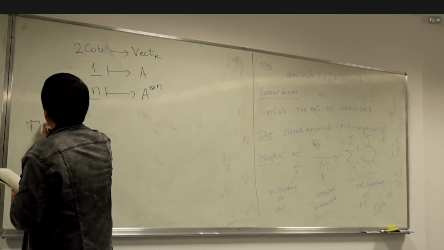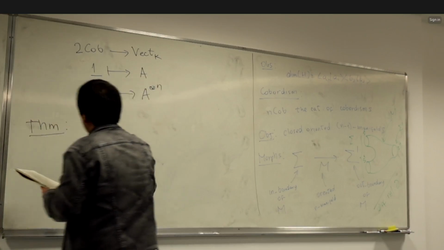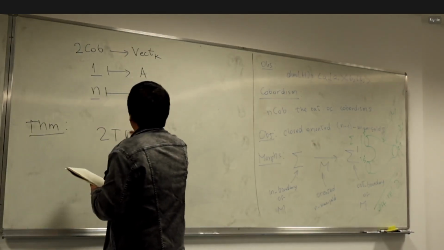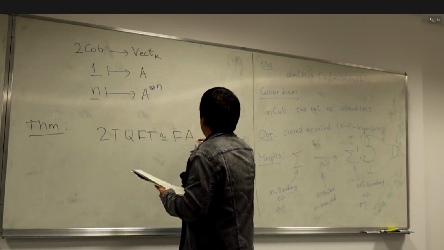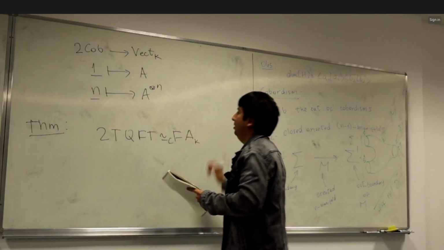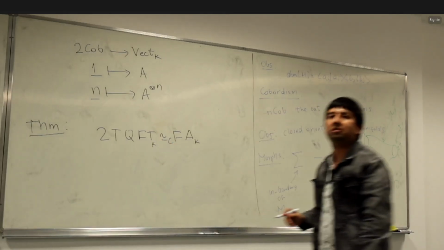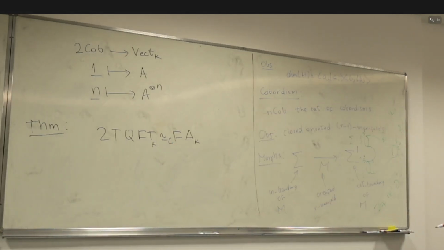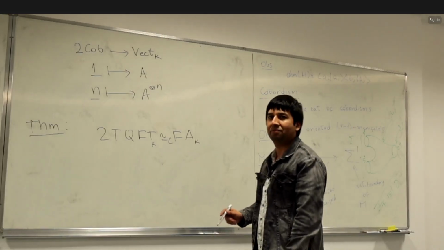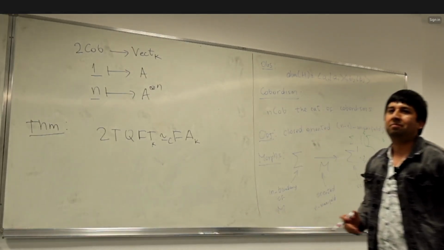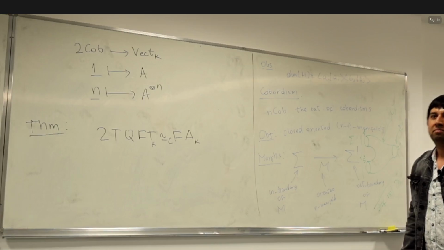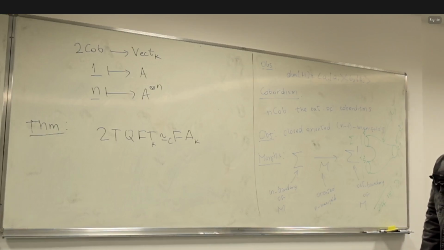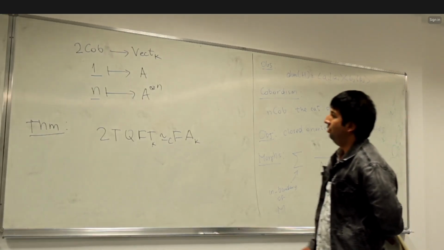So, theorem: the category of two-dimensional topological quantum field theories is equivalent to the category of commutative Frobenius algebras over K. Yes, this statement. Yes, because 2Cob is sort of free, so a symmetric monoidal functor takes precisely the generators. Yes, exactly. Okay.